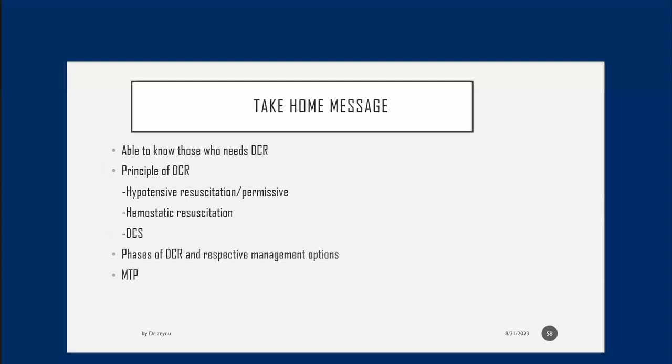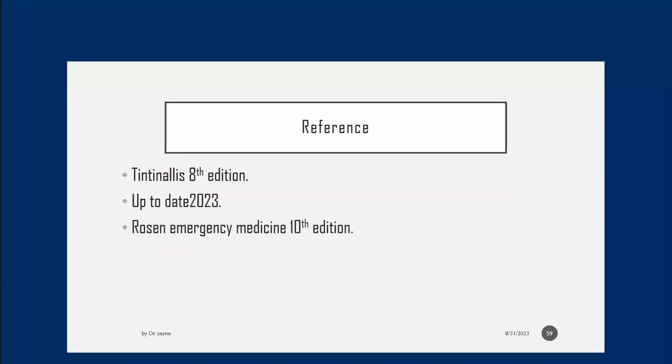So here the take-home message is that we should be able to identify those who need damage control resuscitation, and know the principles of damage control resuscitation, like the hypotensive, hemostatic, permissive resuscitation protocol, damage control surgery, the different phases of damage control resuscitation, and the massive transfusion protocol indications and adverse effects. So this is the whole presentation. Thank you for your time. And if you have questions or comments, you're welcome.